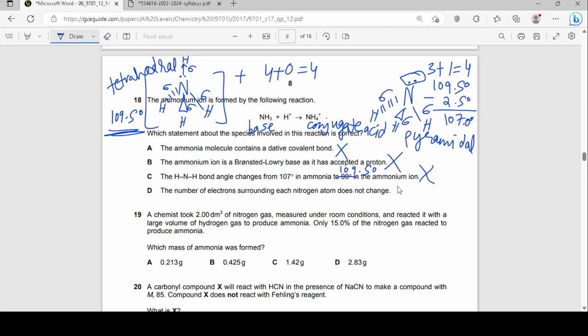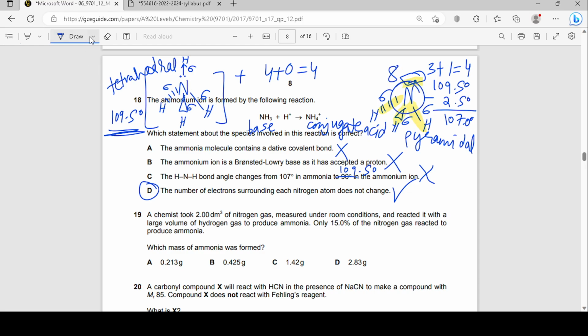Because A, B, and C are all wrong, D must be the correct answer. But let's read the option. The number of electrons surrounding each nitrogen atom does not change. If you look at ammonia, NH3, you have two electrons here, and in this N-H bond there are two more electrons, so 2 plus 2 equals 4. This one also has two electrons, so 6, and this one also has two, so it's 8 in total. So there are 8 electrons around this nitrogen atom.